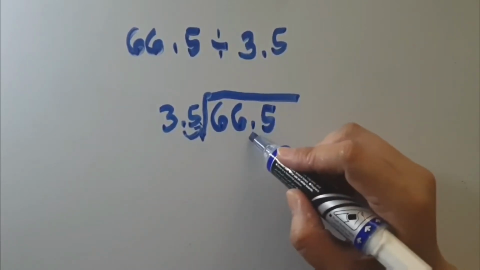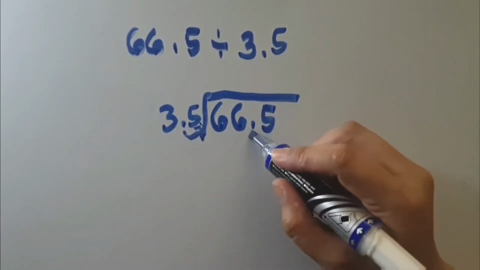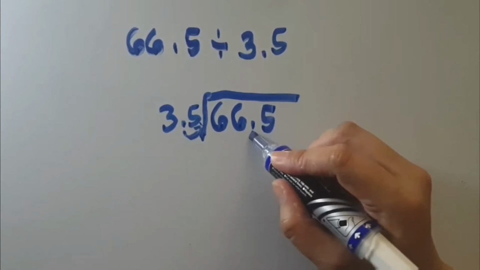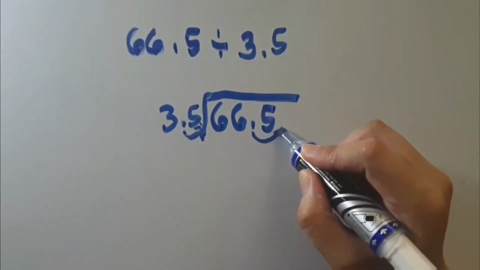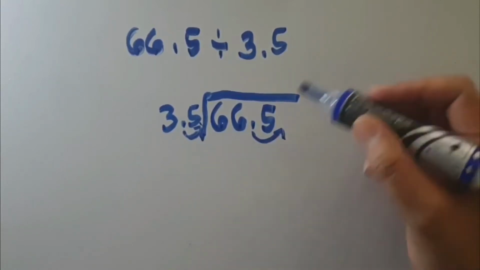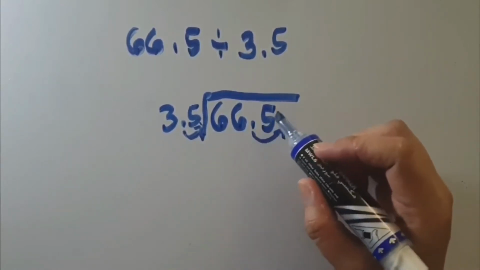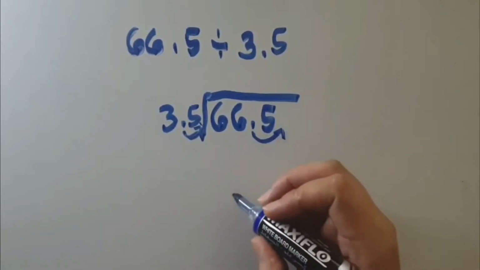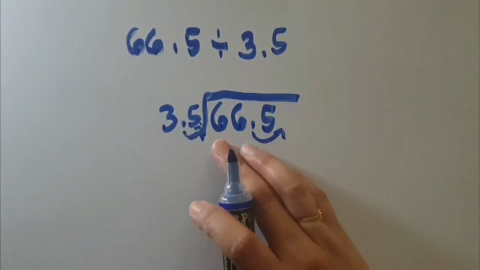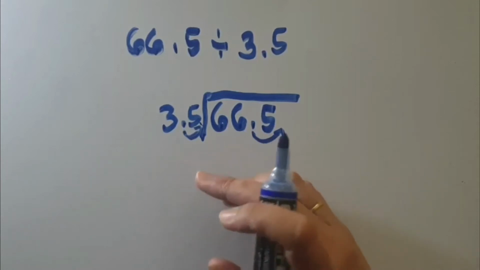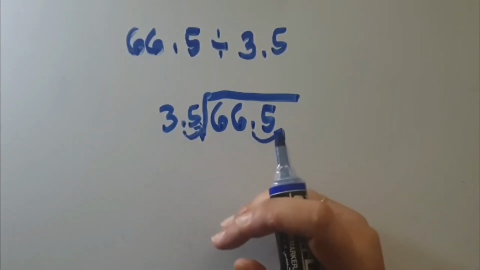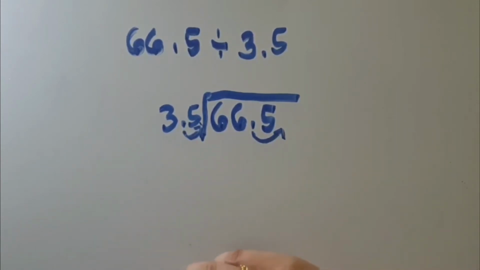So, we will do the same thing with our dividend. We will move it once to the right also because we do it also with our divisor. Now we have here 665. So, our number now is 665 divided by 35. And then we will just divide it just like how we divide whole numbers.